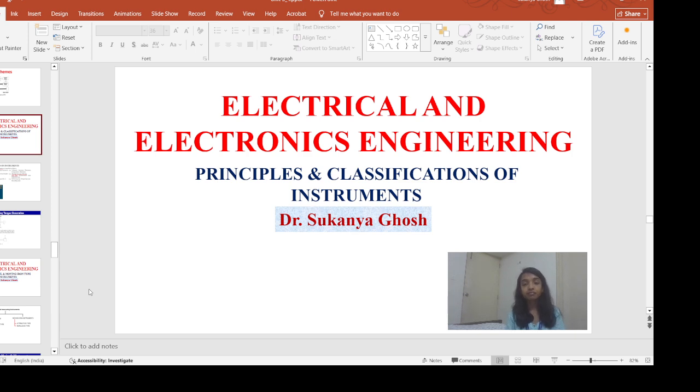Transducer is a device which will convert one form of energy to another. For example, a loudspeaker. It will convert the electrical energy to the sound energy. Next is sensor. Sensor is a device which will detect the input or physical stimulus. For example, pressure, temperature, and it will convert that temperature or pressure signal to the electrical signal.